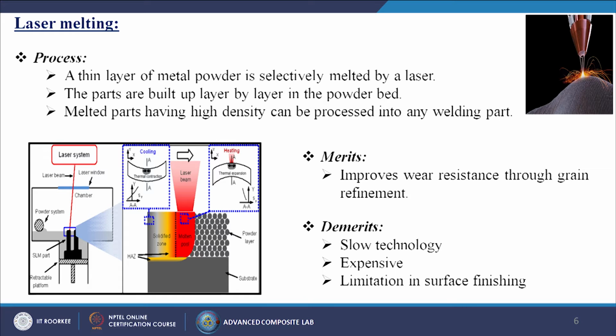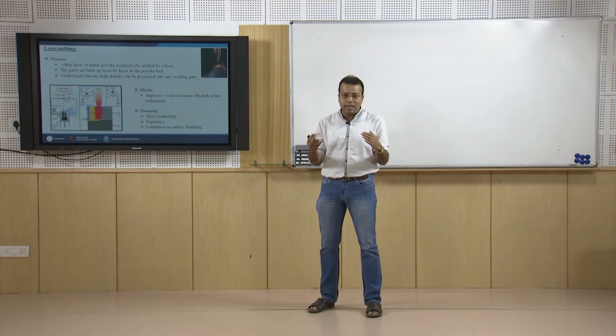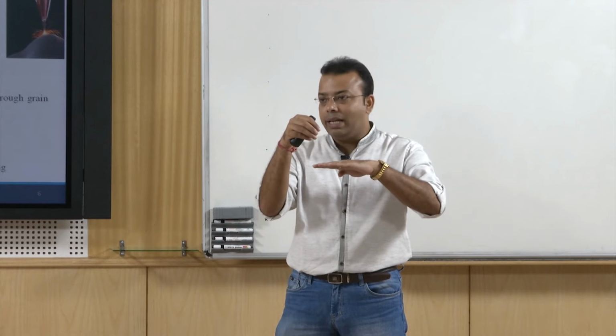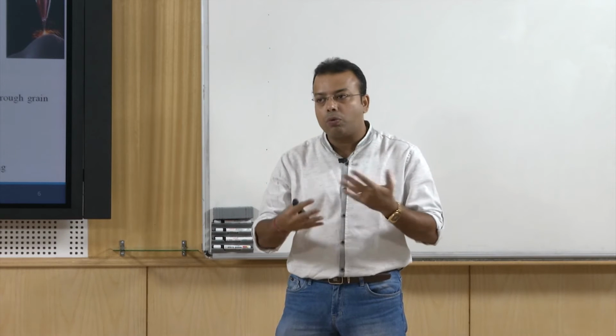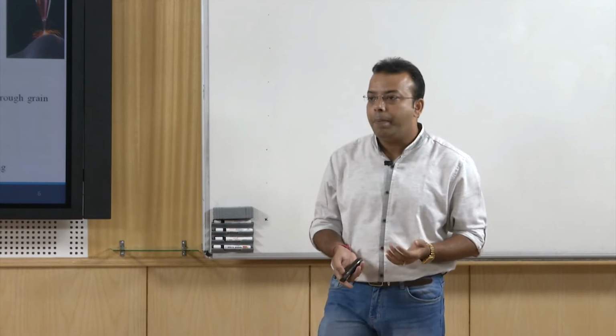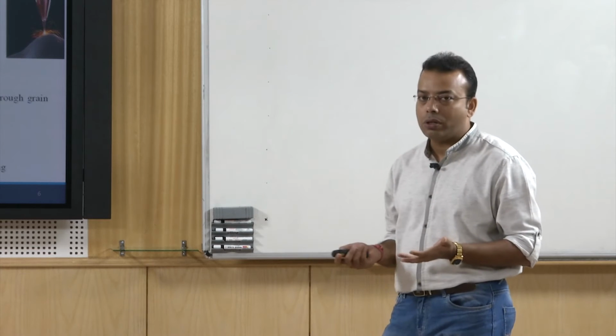A thin layer of metal powder is selectively melted by a laser. The parts are built up layer by layer in the powder bed. Melted parts having high density can be processed into any welding part. So sometimes we simply heat the material so that its surface is heated up, forms a new crystal structure, and surface modification becomes possible. Or sometimes we use certain kinds of powders and then apply the laser, so that the powder melts and puts a coating or barrier layer onto the material surface. So we can do it in two ways.